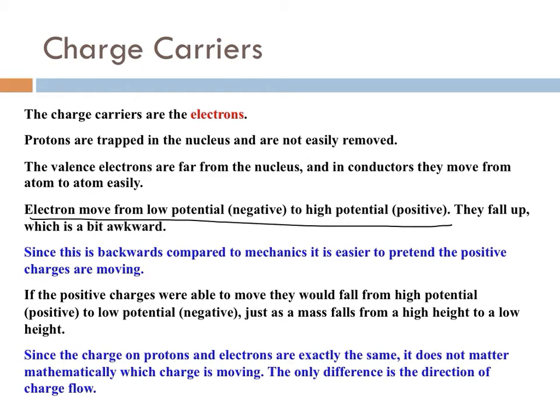Since this is backwards compared to mechanics, it is easier to pretend the positive charges are moving. If the positive charges were able to move, they would fall from high potential to low potential, just as mass falls from a high height to a low height. Since the charge on protons and electrons are exactly the same, it doesn't matter mathematically which charge is moving. Again, the only difference is the direction of the charge flow. So, the most important thing is that we're going to be pretending that our protons are moving rather than our electrons.